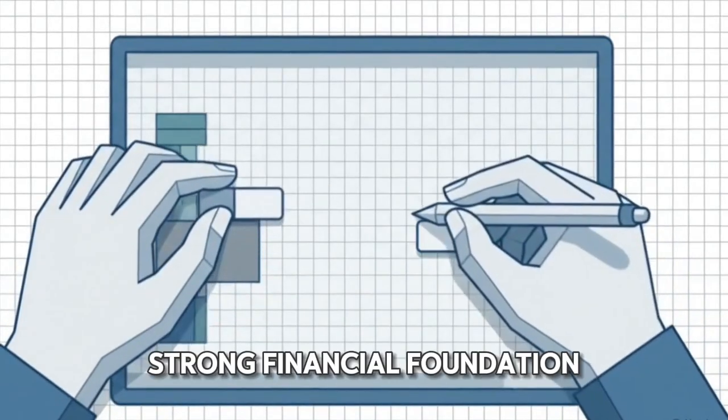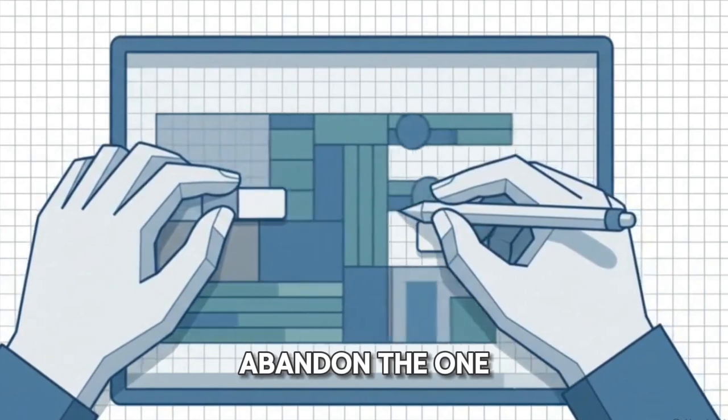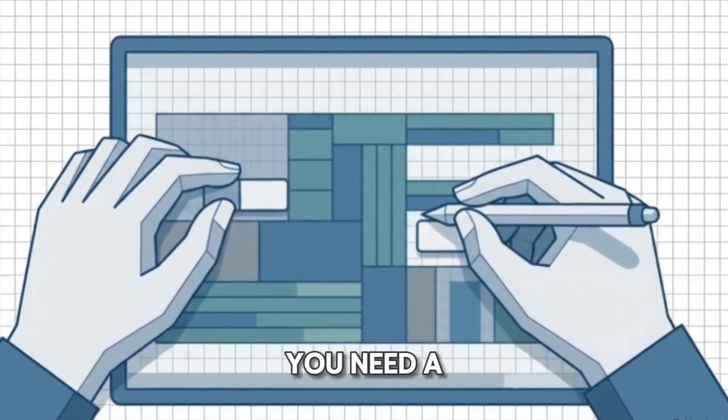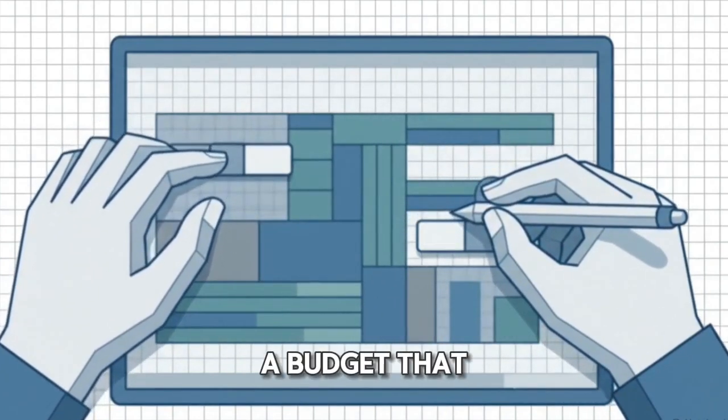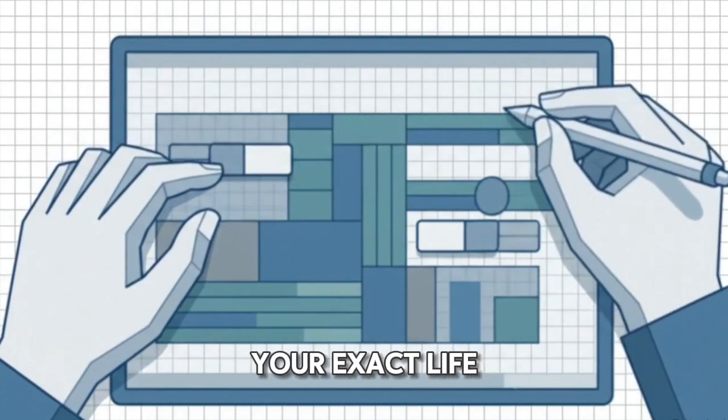To build a strong financial foundation, abandon the one-size-fits-all formula. You need a contextual ratio, a budget that shifts to match your exact life stage.